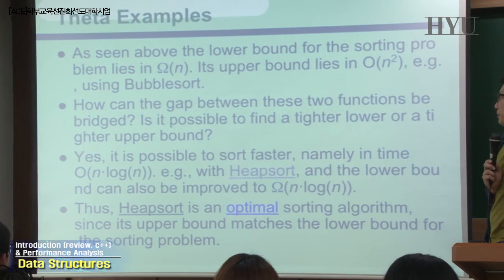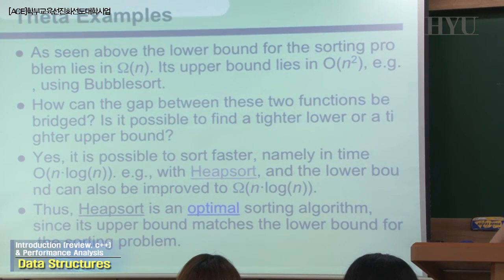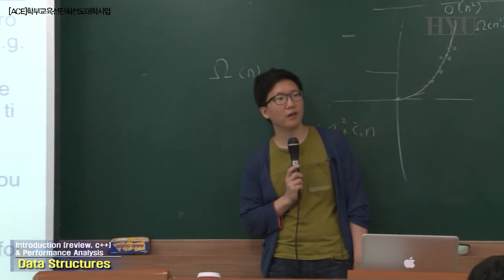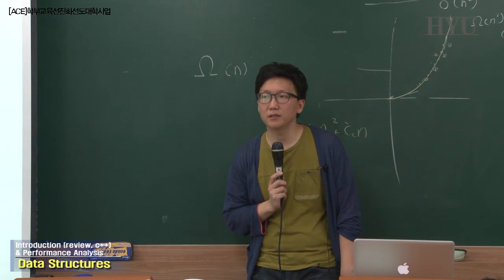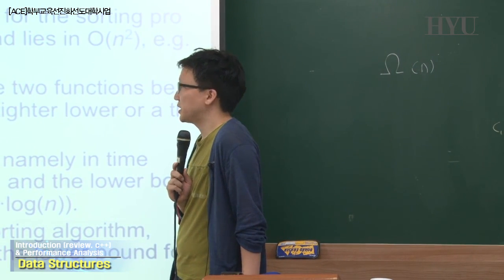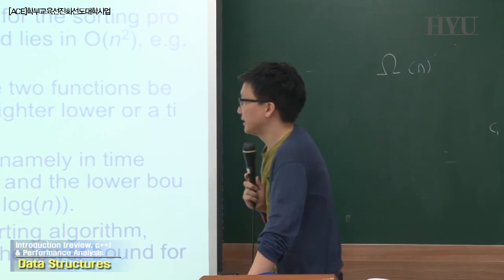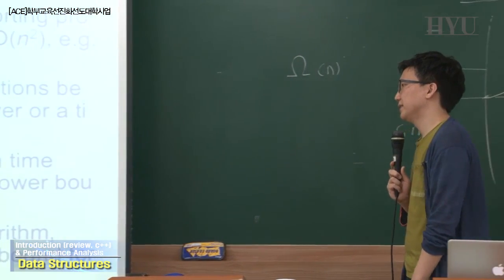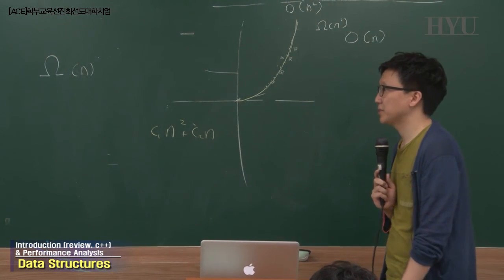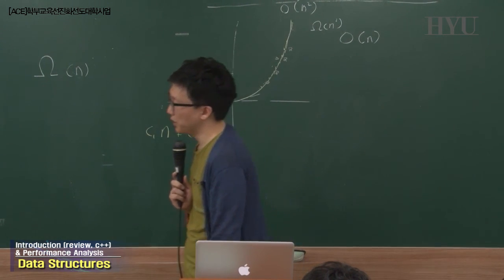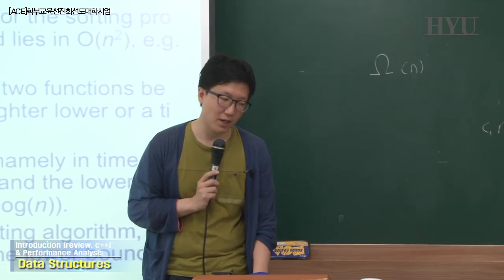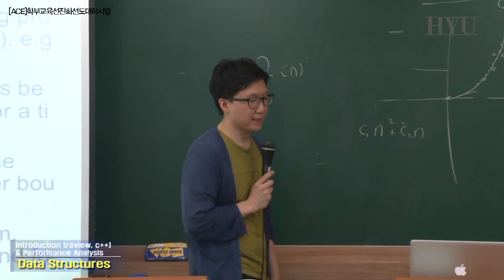Yes, it is possible to sort faster, namely in times of n log n. Big O of n log n is faster than n squared. Right? n log n is faster than n squared. So it says there are faster algorithms for sorting than bubble sort, which can be done in n log n time. With heap sort, the lower bound can be improved to omega of n log n. Heap sort is an optimal sorting algorithm since its upper bound matches the lower bound for the sorting problem. We can continue this next class.